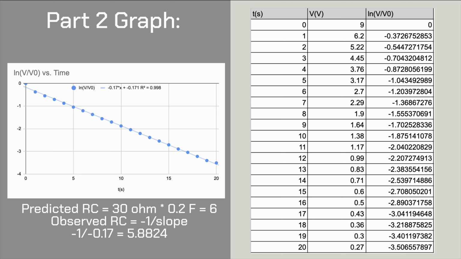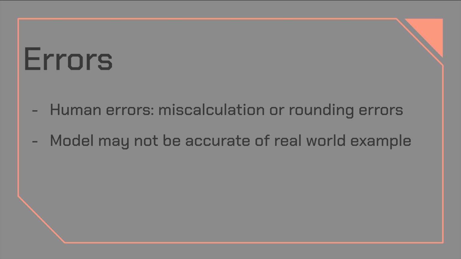Next, we had to predict the RC using the resistance of the light bulb and the 0.2 capacitance, giving us approximately 6 seconds. To find the observed RC, we used the negative reciprocal of the slope, which gave us 5.8824 seconds. Some errors that could have occurred are human errors such as miscalculations or rounding errors, or the model may not have been as accurate as a real-world scenario.